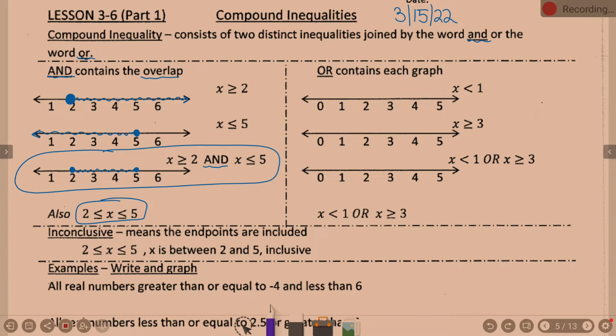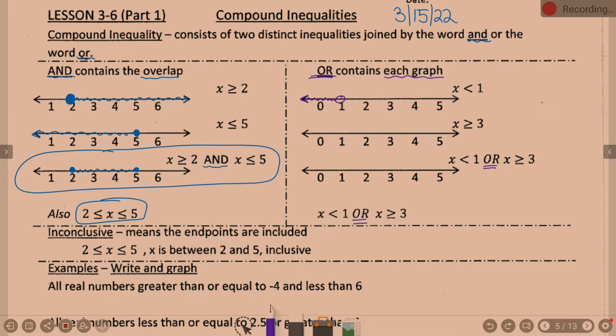Now let's talk about or. What does it say up here about or? Or contains both. Each graph. It's not just the overlap. It's anything you shade. So when we are looking at the word or, let's look at one piece. X less than 1. How do we graph x less than 1? Open circle, because it is not equal to, and you're just going left of 1.